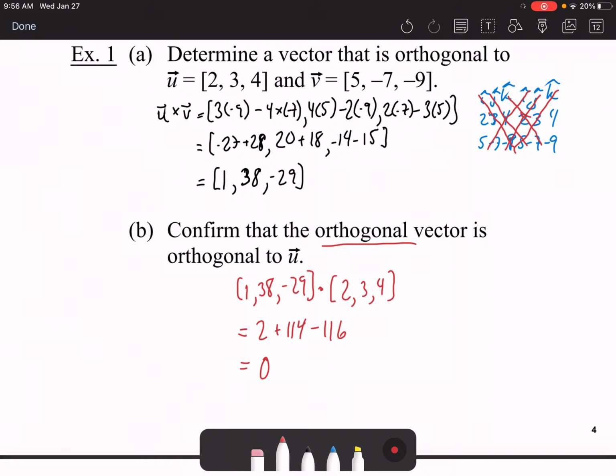Since the dot product of u with u cross v equals 0, these vectors are orthogonal. Or again, perpendicular.